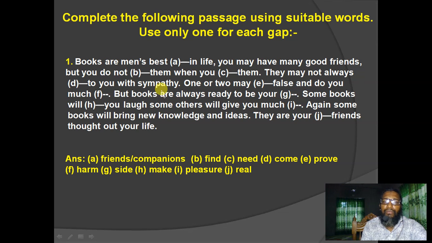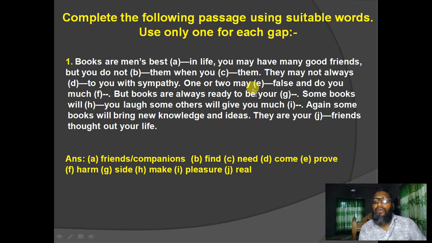You may not always dash to you with sympathy. Look at this sentence, dear student. You may not. May is a modal verb. So after a modal verb, you have to use the base form of the verb. So here also you have to write a verb. They may not always come to you always with sympathy.